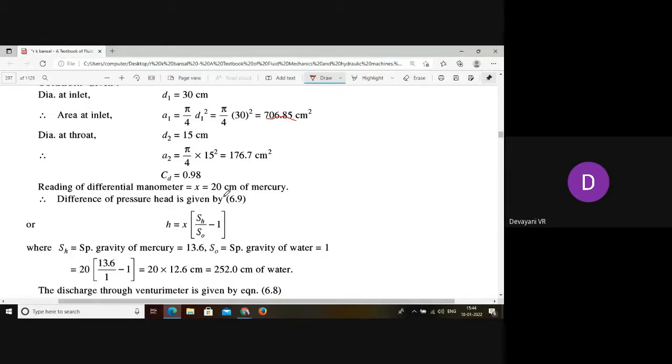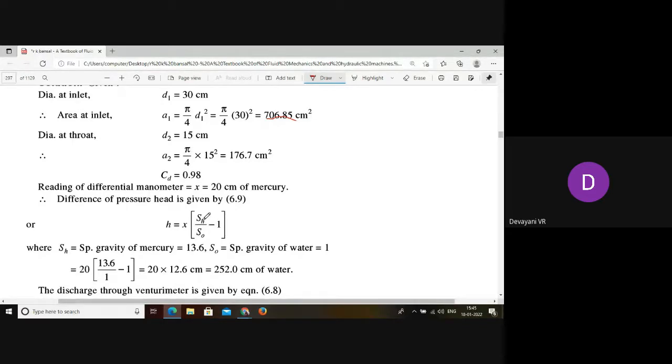So here they have given the value in terms of mercury, and to convert the value from mercury to water, we multiply the value using the specific gravities of mercury and water. To calculate the head of water flowing through the pipe, we have the formula H equals X, where X is the difference of the mercury levels, h1 minus h2, into SH by SO minus 1. Here SH is the specific gravity of the heavy liquid and SO is the specific gravity of the liquid flowing through the pipe.